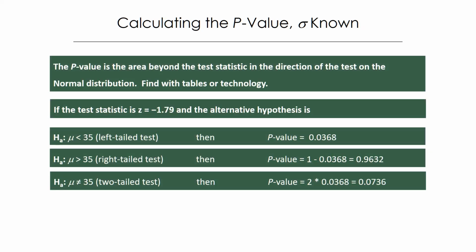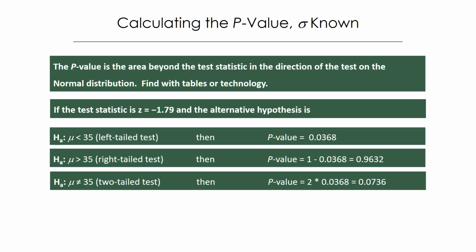Similarly, when calculating the p-value when sigma is known, the p-value is the area beyond the test statistic in the direction of the test on the normal distribution. And again, we can find this with tables or technology. For example, if the test statistic is z equal negative 1.79, as in the previous example, and the alternative hypothesis is mu is less than 35, that's a left-tailed test, and then the p-value is 0.0368, the area to the left of z equal negative 1.79.